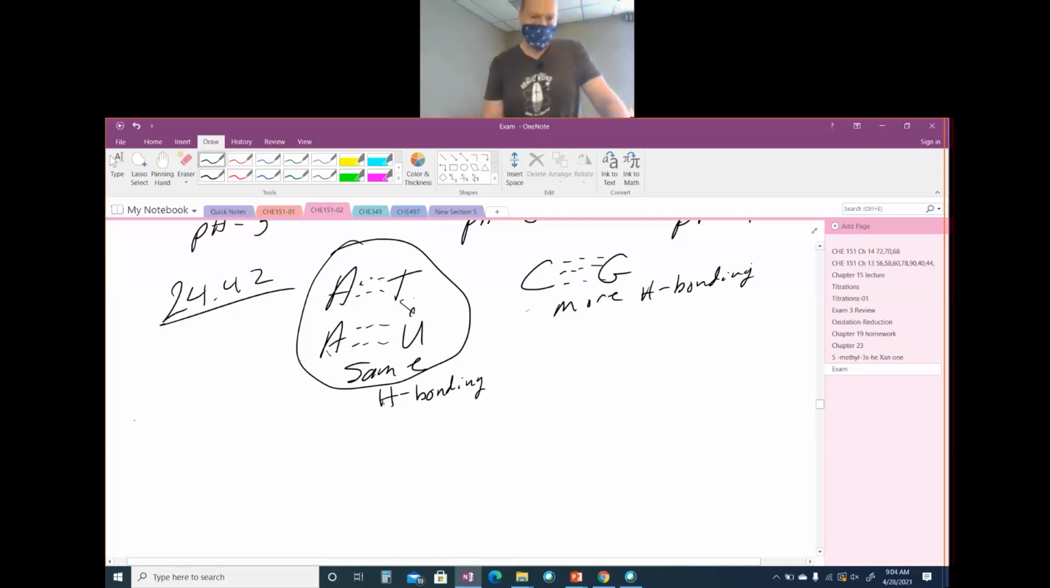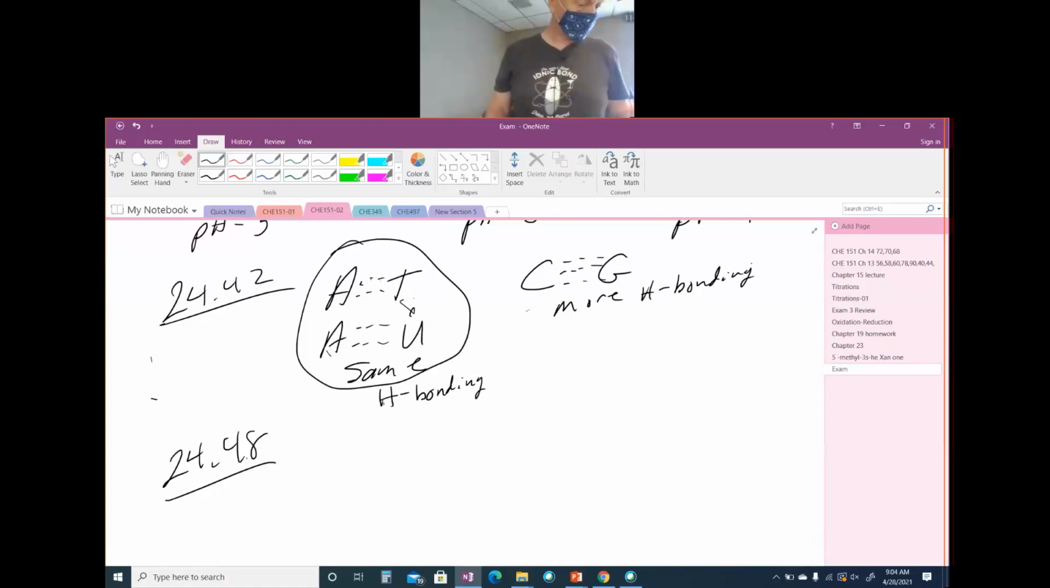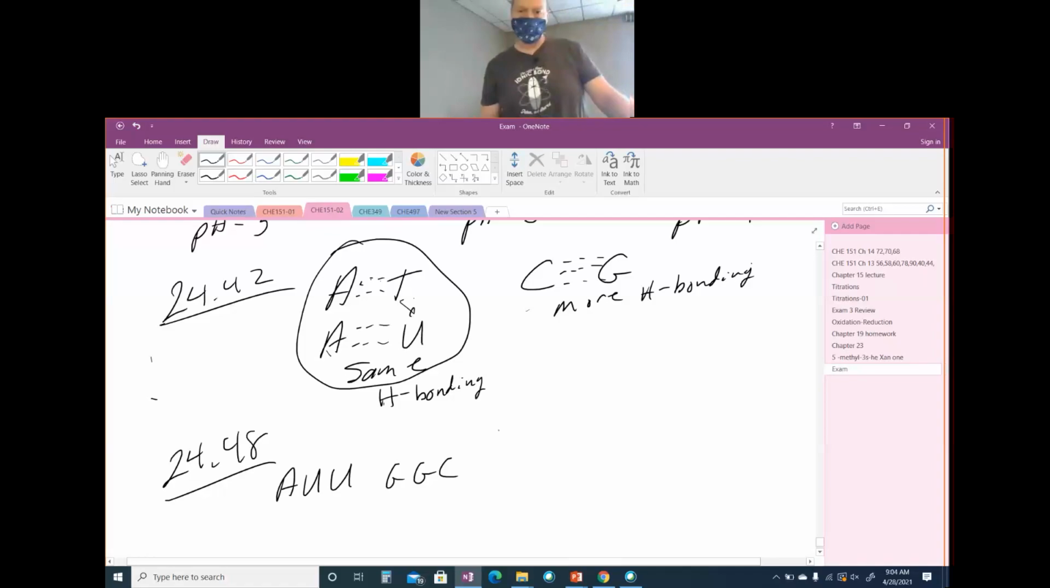All right, 48. Write the amino acid sequence obtained from left to right, messenger RNA. This is the exact same problem that we started with. Good for you to practice. AUU, then you've got GGC, and then you've got GCG, AGA, CG.